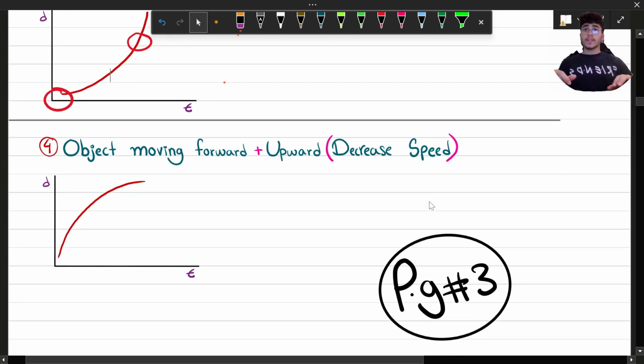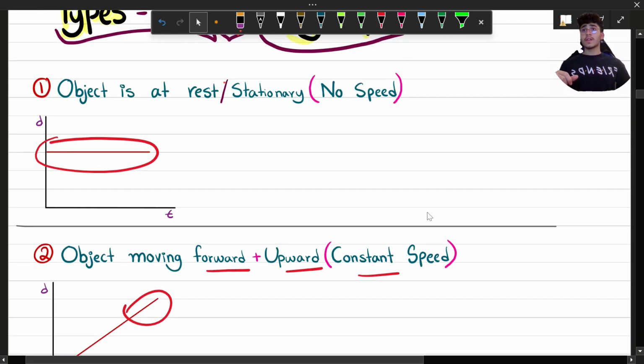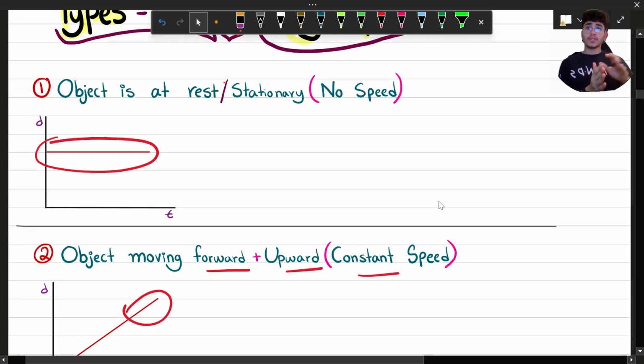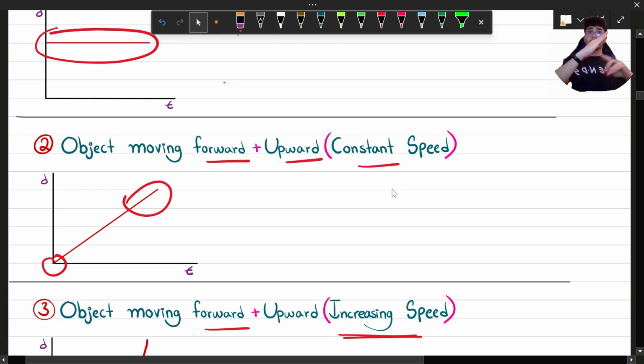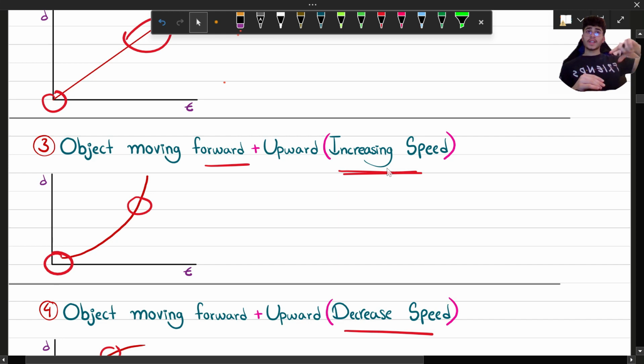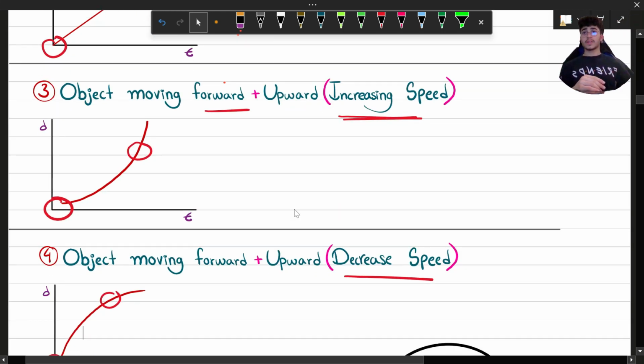The fourth type of graph is an object moving forward and upward because it's from the origin, but with decreasing speed. The graph is bending backwards. So again, the first four graphs: object is at rest, stationary, no speed because the graph is horizontal. Object is moving forward and upward at a constant speed. Object is moving forward, upward at an increasing speed. Object is moving forward, upward at a decreasing speed.